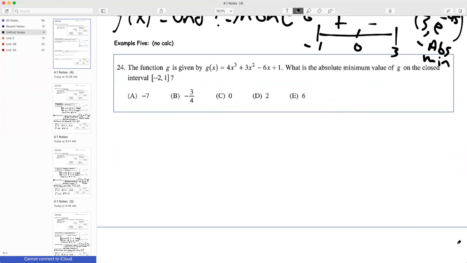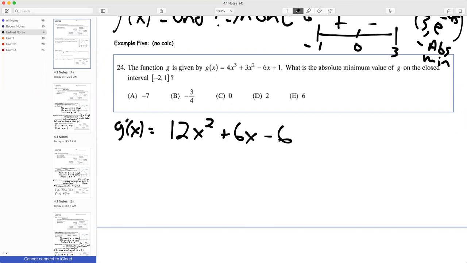It says the function g is given by g of x is equal to 4x cubed plus 3x squared minus 6x plus 1. What is the absolute minimum value of g on the closed interval from -2 to 1? So I need to get the derivative. G prime of x is going to be 12x squared plus 6x minus 6.